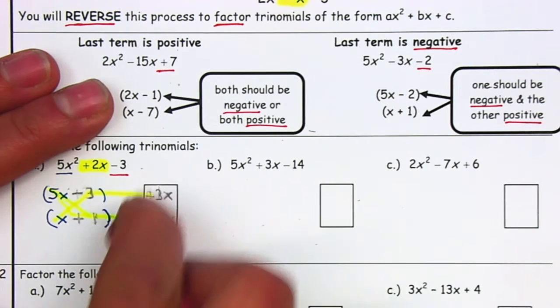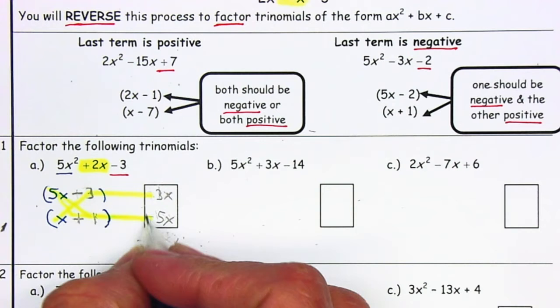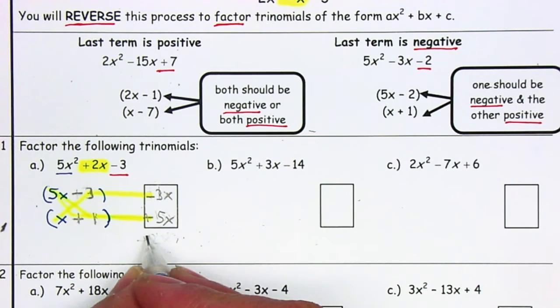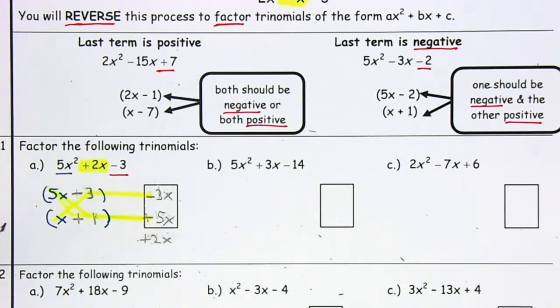So when I multiply together, that gives me positive 5x, that gives me negative 3x. If I add them together, this gives me positive 2x. And what I want you guys to do, I want you guys to highlight it to confirm. That should be the same. And that's it. Let's continue with problem number letter B.